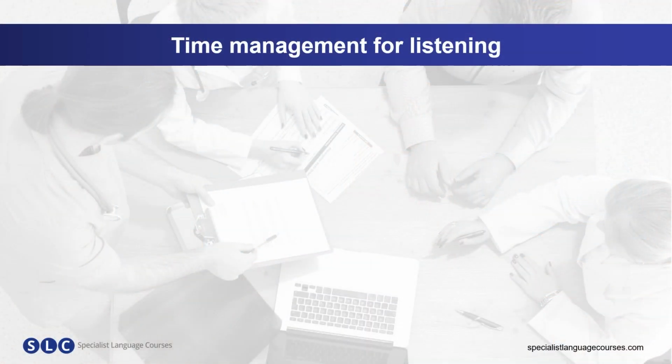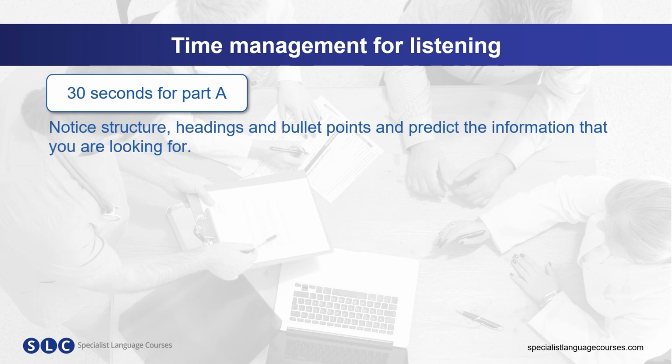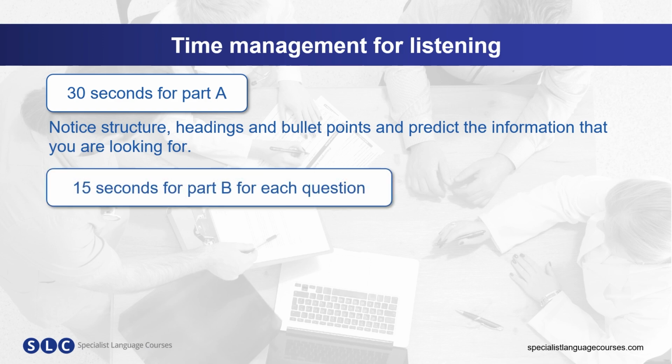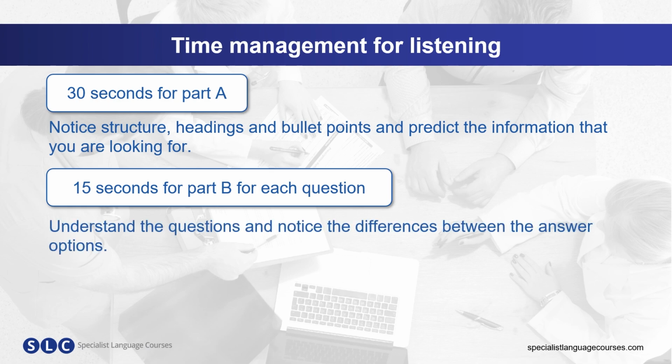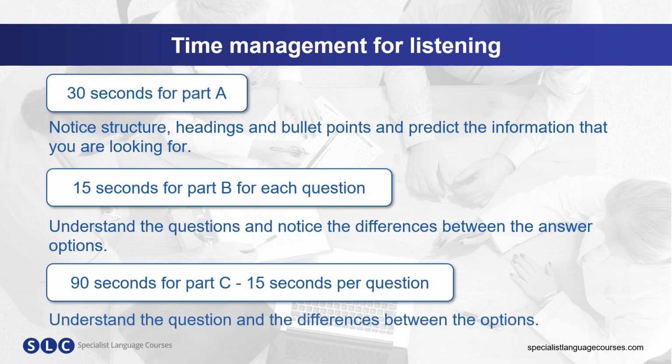Okay, let's have a quick recap of how to manage your time effectively for each of the listening parts. You have 30 seconds for Part A. Notice the structure, headings and bullet points, and predict the information you're looking for. You have 15 seconds for Part B for each question. Understand the question and notice the differences between the answer options. And there will be 90 seconds for Part C for each extract, which is about 15 seconds per question. So you need to understand the question and the differences between the options.